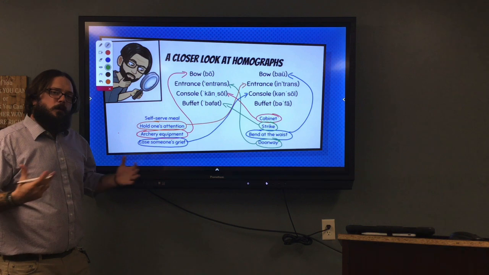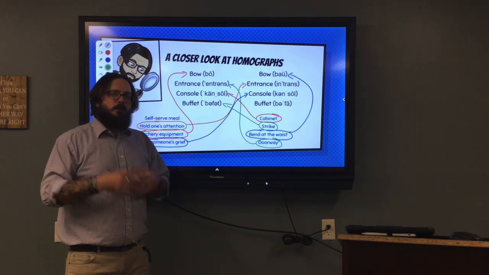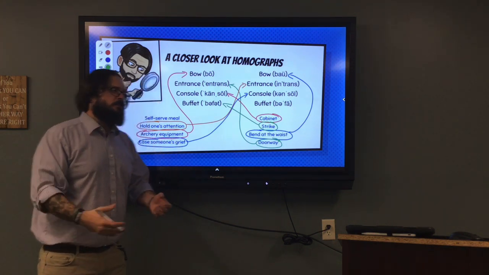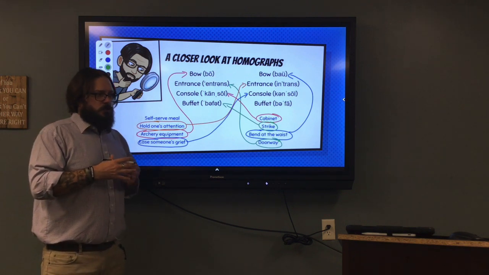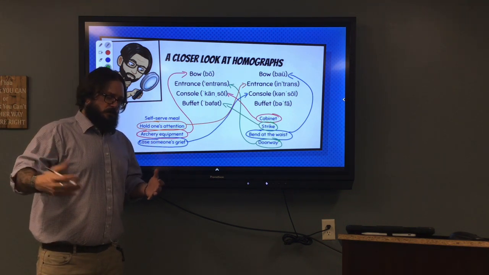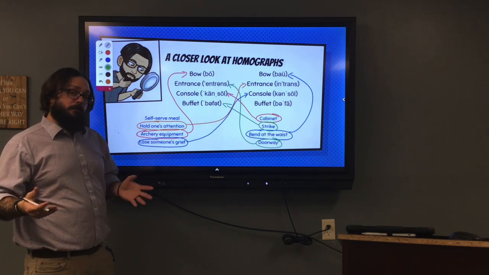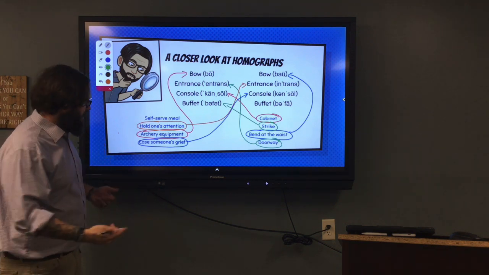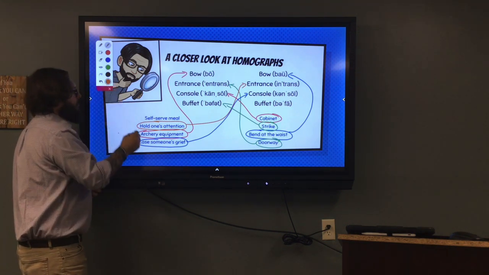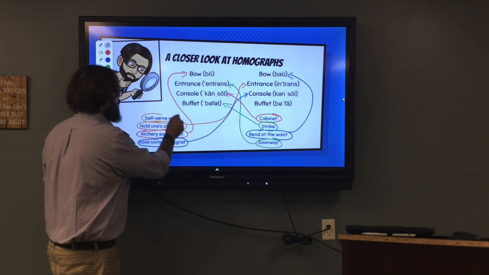And then finally, buffet. We should know that word very well. If we've gone to Golden Corral or gone to Shoney's or gone to a Chinese restaurant, we are very familiar with what a buffet is. That is a self-serve meal.